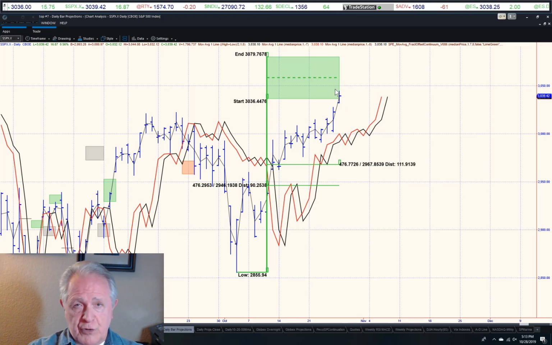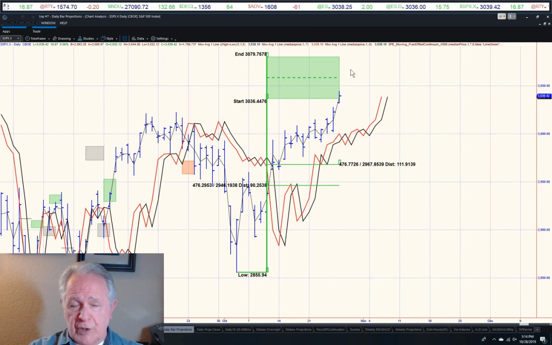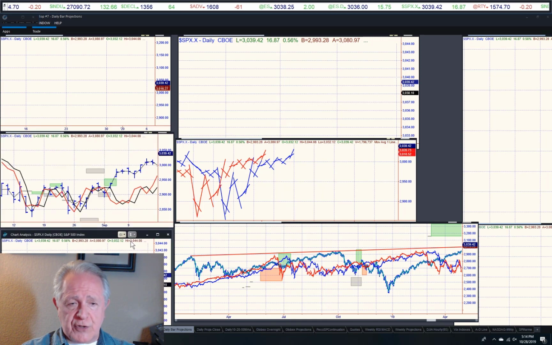Another successful projection for the cycle projection software. And it took us just over 2 weeks, and here we are within the projection window. So now the question becomes, is this it? Do we turn around from here? Is this an important top, a short-term top, intermediate-term top? Well, let's take a look for some clues at the next longer projections.